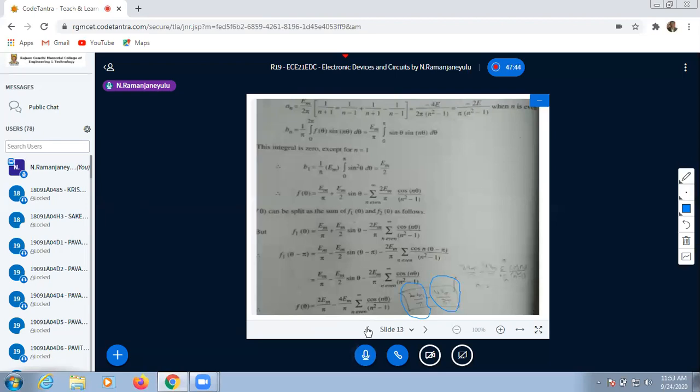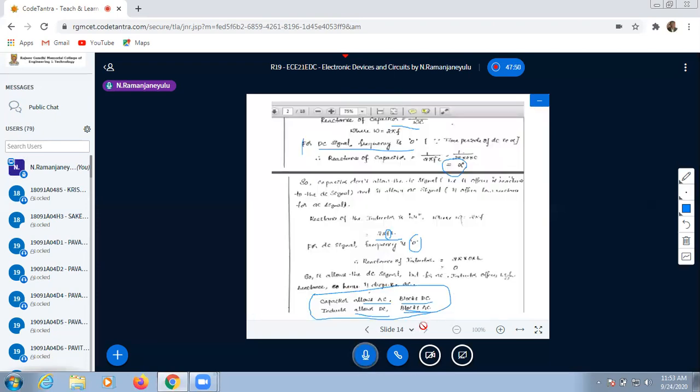And also we studied the filter, the two reactive components like capacitor and inductor properties, right? Capacitor allows AC, blocks DC. Inductor allows DC, blocks AC, right?